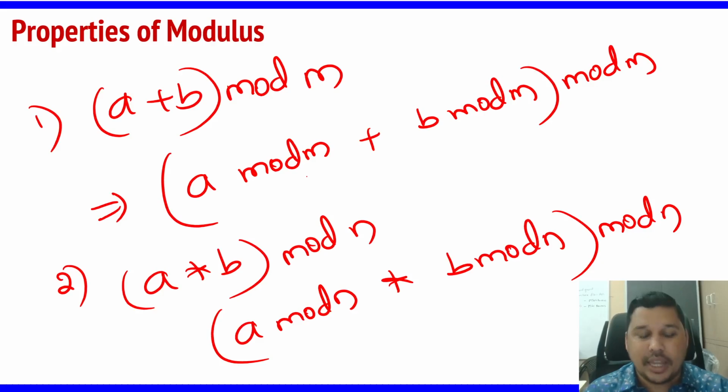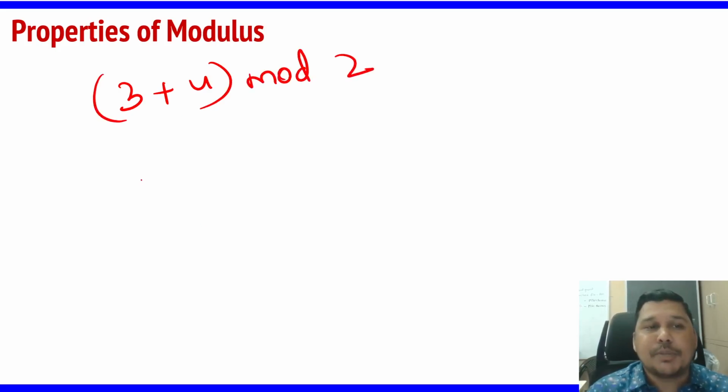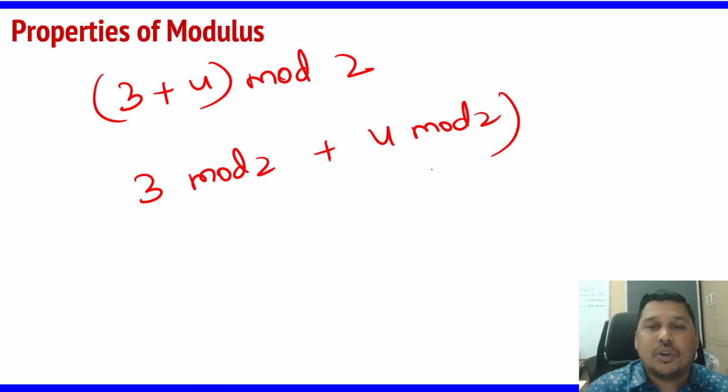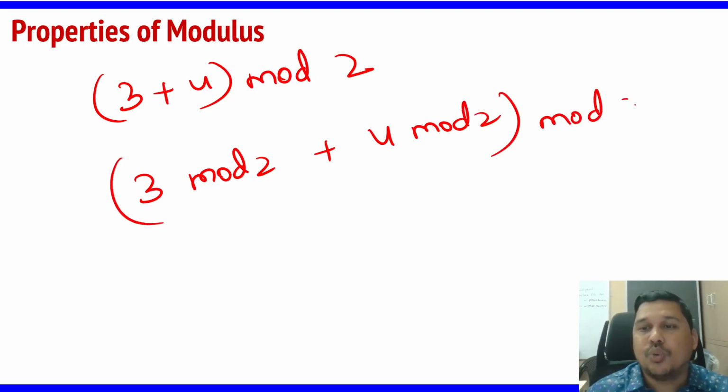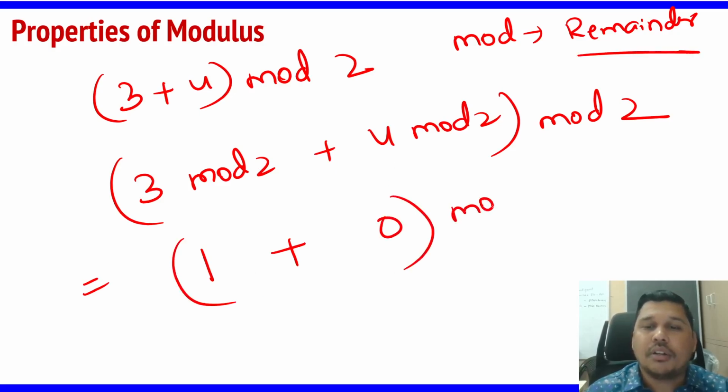So this way, for example, if you want to find out 3 plus 4 mod 2, its meaning is 3 mod 2 plus 4 mod 2, whole mod 2, will be the answer. So what is 3 mod 2 value? 3 mod 2 value is 1. 3 divided by 2, remainder is 1. You know, the modulus operator gives us the remainder. Right, 4 mod 2 is 0. Whole mod 2. So we get here 1 mod 2.